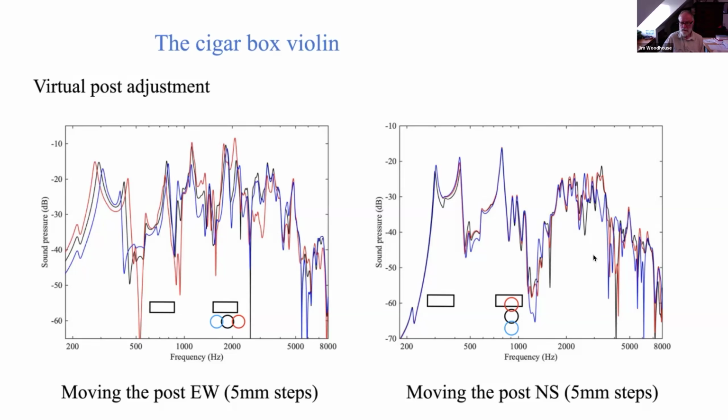Whereas with the north-south ones, there are places where there are differences, but over a lot of the frequency range, this adjustment seems to be making remarkably little difference. So it looks as if in the cigar box, in this idealized world, east-west movements are more sensitive than north-south movements.